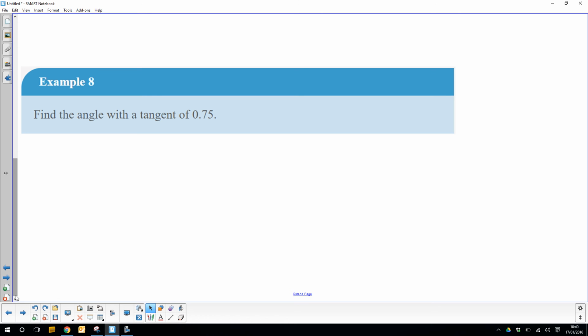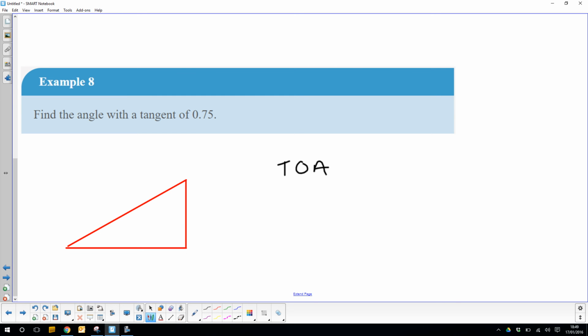Here's another one. Example 8, find the angle with a tangent of 0.75. Now, I'm going to think of that as a right angled triangle. Tangent, of course, is TOA in SOHCAHTOA, so that is opposite and adjacent. Now 0.75 we could think of as being 3/4. So if there's our angle, opposite is the number on the top, adjacent the number on the bottom.